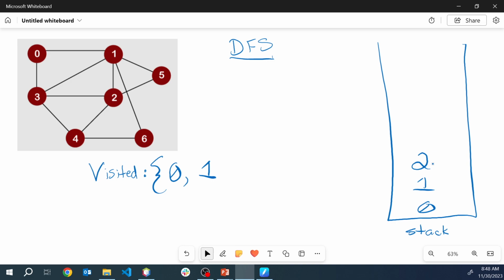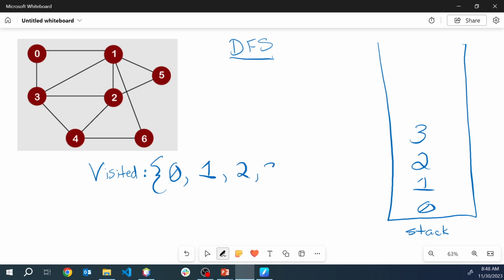Next iteration, look at the top of the stack. We're going to peek it. We see a 2. We mark 2 as visited, and we push into the stack 2's first unvisited neighbor. Well, 2 is connected to what? 2 is connected to 1, to 5, to 3, and to 4. From those vertices, 1 is already visited, but 3, 4, and 5 are not visited. So we're going to push 3, the lowest one, into the stack. Continue, rinse and repeat.